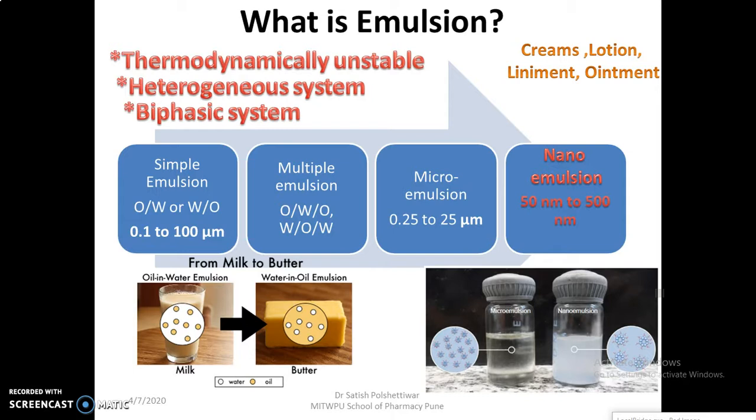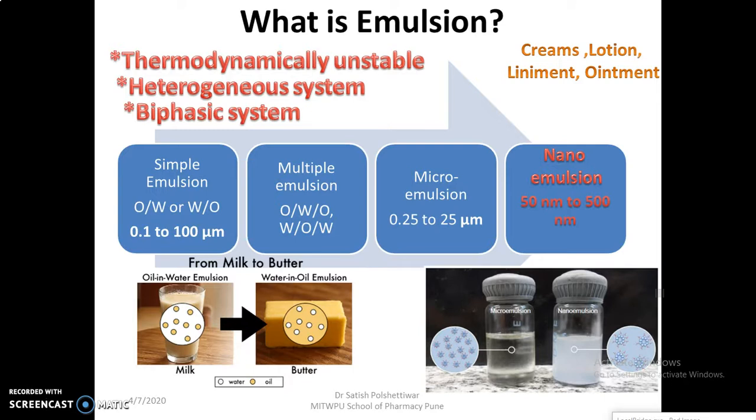We call that an emulsion. This is a thermodynamically unstable system. Why is it called a thermodynamically unstable system? Because here the globule size, particle size and surface area are there. The more the surface area, the more would be the surface free energy. Because of that surface energy, it is highly thermodynamically unstable in nature. It's a heterogeneous system, since it is made up of two phases. It's a biphasic system.